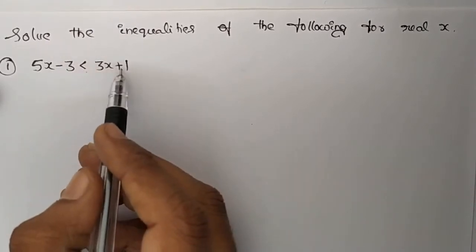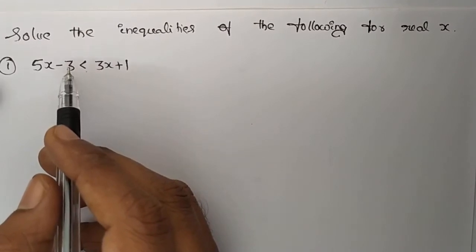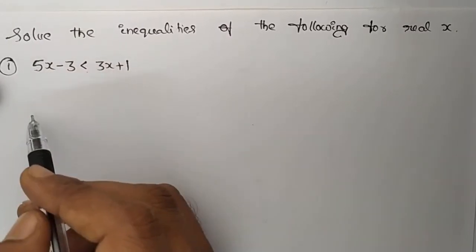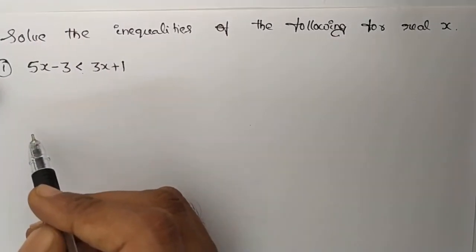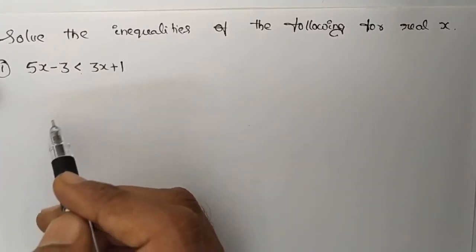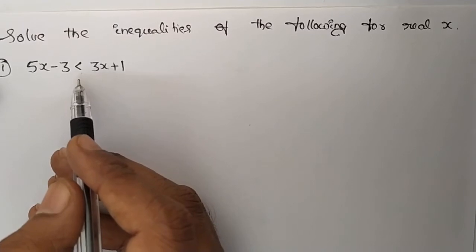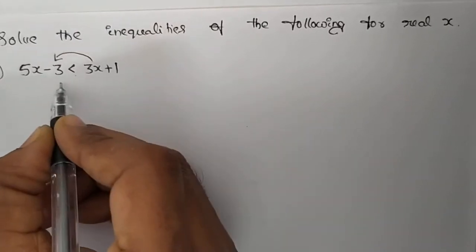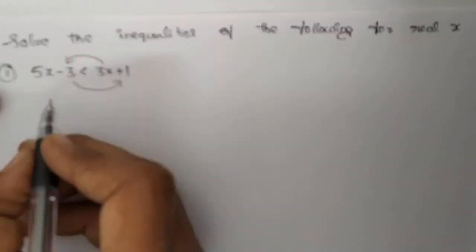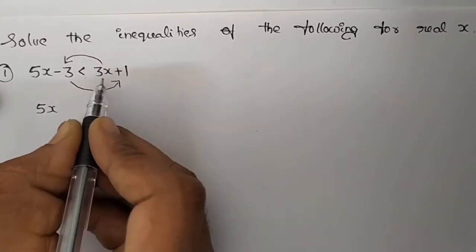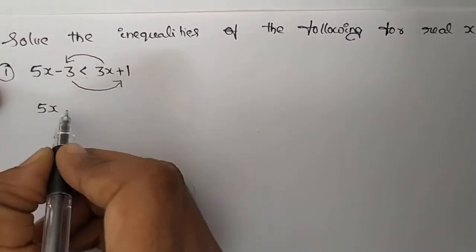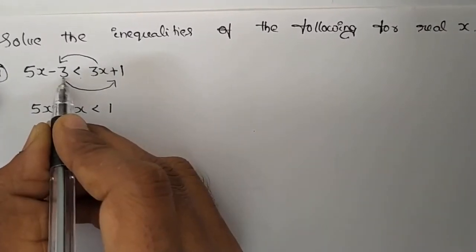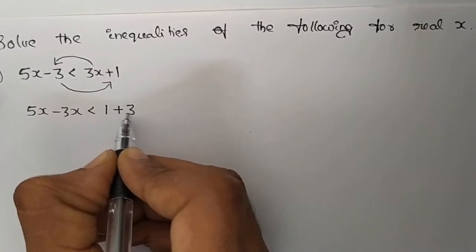You are just shifting this minus 3 to the right, then 3x to the left. Finally we will get the value of x. Similarly, the same procedure we are going to follow, but in place of equal we have to put less than. 5x, we are taking this 3x to the left, that will be minus 3x is less than plus 1, and we are sending this minus 3 to the right, that will be plus 3.